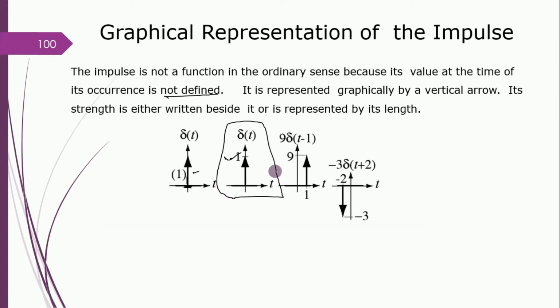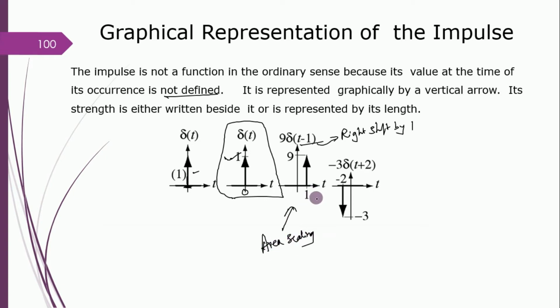And here we have some amplitude scaling as well as time shifting: 9 delta of t minus 1. Let us consider delta of t minus 1. What is the meaning of delta of t minus 1? T minus 1 is nothing but a right shift by 1. So this delta of t, I'm shifting it to the right, so it will appear at 1. And what is its amplitude? Its amplitude is 9. But I said it's not an amplitude, rather it's an area. Hence we call it area scaling.